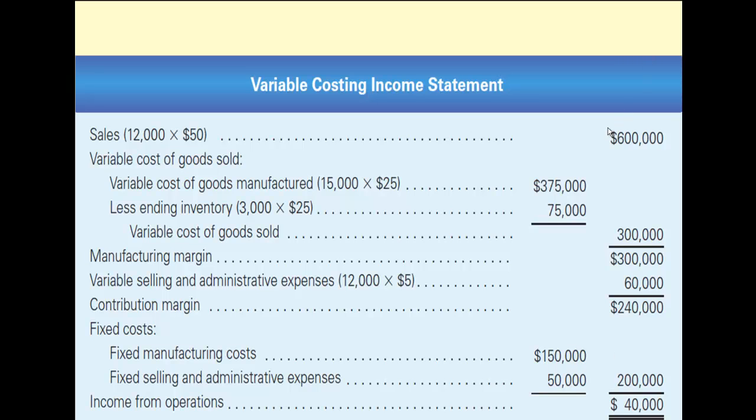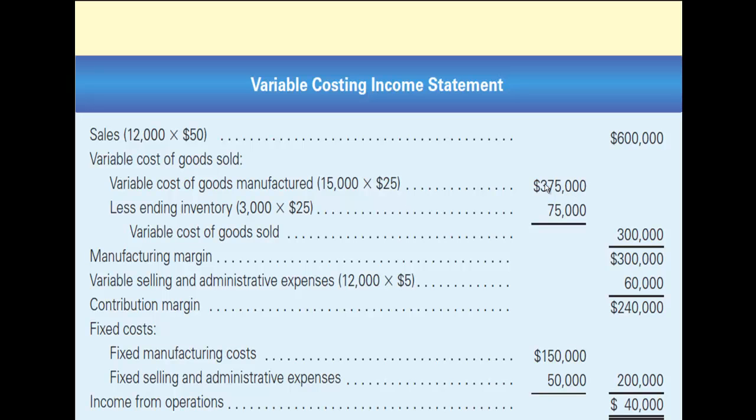So, as I mentioned before, our sales is going to be the same under variable or absorption. 12,000 units times $50. Remember, the next thing, we take our sales and we subtract out our variable expenses, don't we? So let's go through and do that. So we have our variable cost of goods manufactured. Now look, the difference here is that we're using 25 instead of 35 because there was that $10 of fixed manufacturing costs that we're going to exclude. So 15 times 25 gives us 375. 3,000 is what we have left times 25 gives us 75.